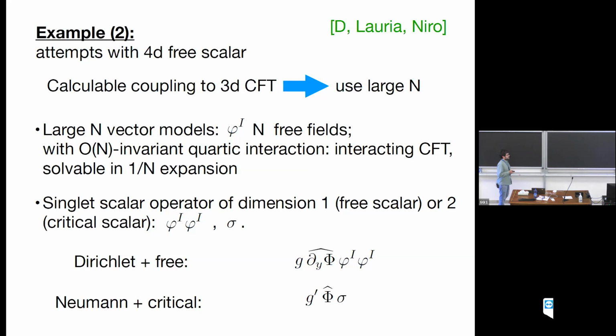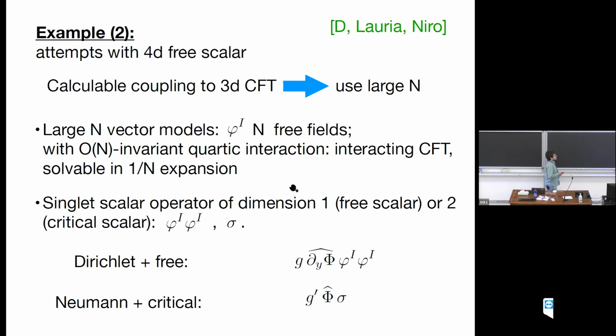And the idea that we tried is to use large N on the boundary. The simplest possible CFT under control, at least to my knowledge, is to take, for instance, the large N vector models. Let's say the case in which we have N free scalar fields. And we also have the version which is the critical O(N) model, in which these N free fields are also allowed to have some quartic self-interaction. This is an interacting CFT, but it's solvable in the 1/N expansion. So these are two examples of CFTs under control.